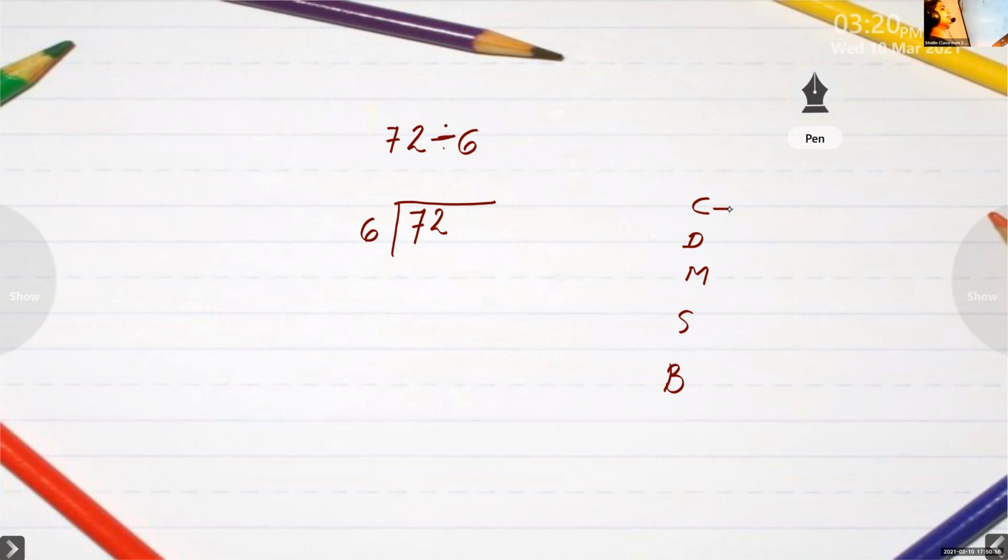C for what? Compare. No need to write. Compare is the important step. Whenever you divide a digit, the first thing is that you have to compare. The dividend should be greater than or equal to the divisor, then only you can divide it.